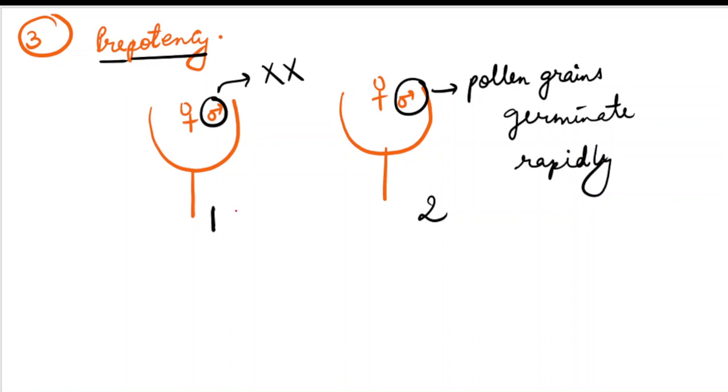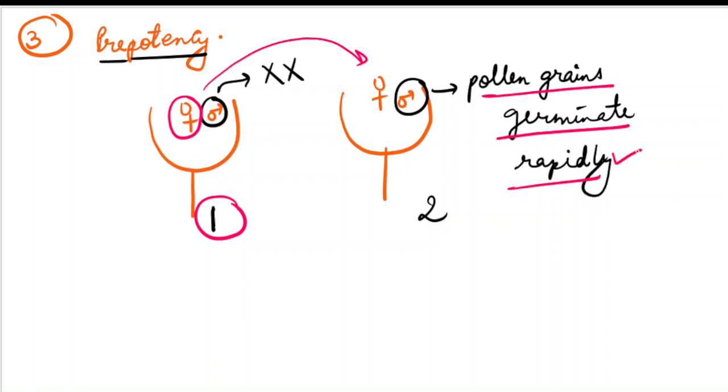Here in plant one, the female is not getting pollen, meaning the germination is very late, meaning the anther is not giving pollen rapidly, it's not germinating earlier as compared to the other flower. In the other flower the pollen germinates rapidly. So here also the pollinator can come, take this pollen to this female, so again a pollinator can come. Okay, so these are the points about prepotency.